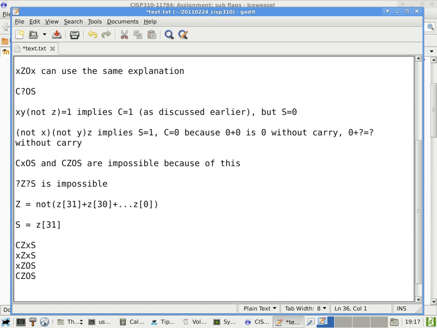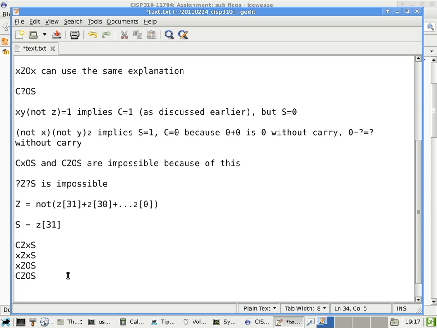So that means all 4 combinations like these will be accounted for by this explanation. But what about the one above that? The one above, the C and the question mark OS. That means the Z flag is a don't care. Yeah. So no matter what, that combination still has to be impossible. That's why it explains these 2 cases.